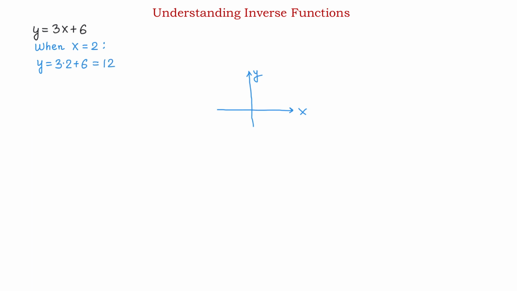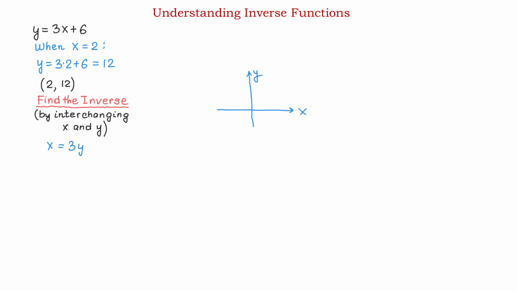We can also say that the point (2, 12) is a point on the graph of this function. So again, in this function, we had the input 2 and we got the value of the function 12. But what if we are given the output 12 and we need to find the value of the input? For this, we need the inverse function. But to find the inverse function, with one method, we start right away by interchanging x and y. So in place of y, we will write x, and in place of x, we will write y.